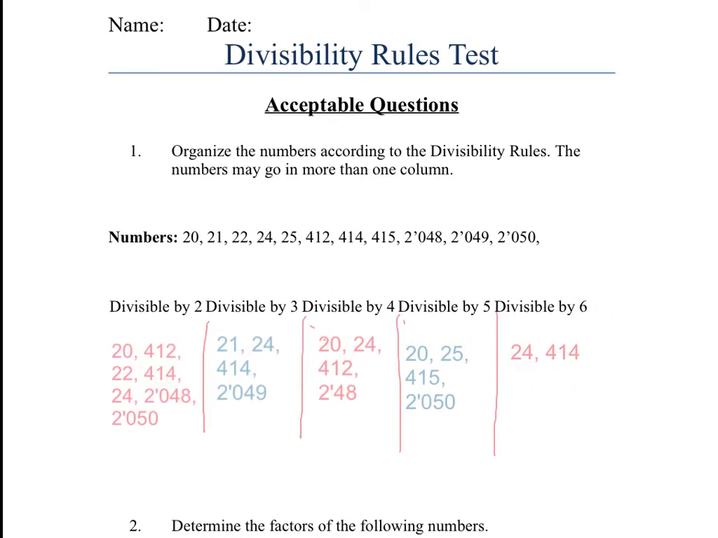Okay. Now, the next one, divisible by 4. You have to look at the last 2 digits to see if any of those numbers are divisible by 4. So 20 divided by 4 is 5, so that goes there. 24 is divisible by 4, and that's 6. 412, I'm just looking at the 1 and the 2, and 12 is divisible by 4 for 3, so that goes in that column. And the number 48 is also divisible by 4. 48 divided by 4 is 12, so that goes there. And that's it for question number 1.